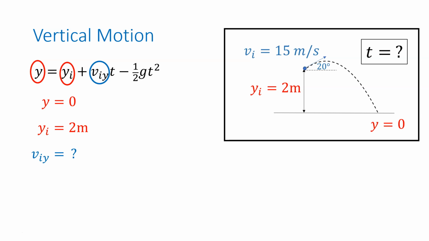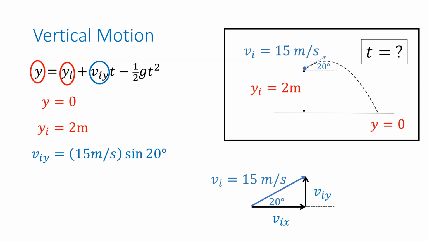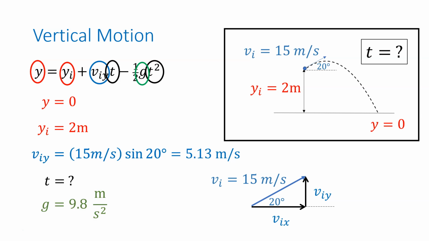To find this, we need to examine the initial velocity vector. We decompose the vector into its x and y components. The y component is viy, the initial velocity in the y direction. This is a right triangle, so we can use trigonometry to find the side of the triangle. We get viy equals 15 meters per second times sine of 20 degrees, which is equal to 5.13 meters per second. Then, t is unknown and is what we want to solve. Finally, g is the magnitude of the acceleration due to gravity, which is 9.8 meters per second squared.